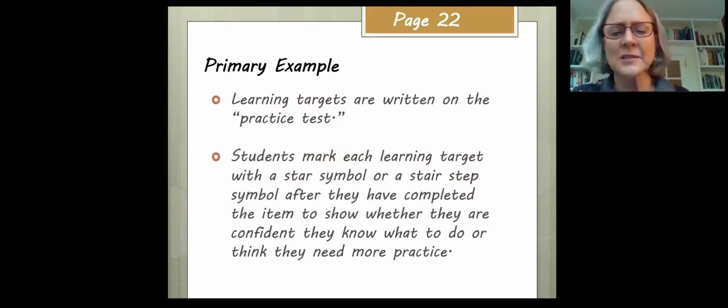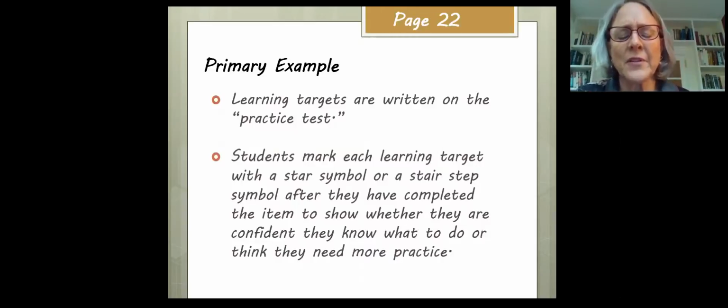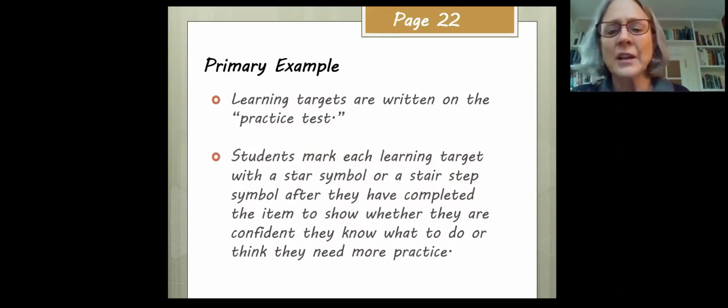There's a little box next to the number with a star symbol or a stair step after they've completed it, to show whether they think they know, "I know how to do this," or "I'm not really sure, I might need more practice with this." And then the teacher comes back over and "corrects" it with a star or a stair step. In this case, Casey managed to get all of them correct on his whole piece. So she wrote a little note to him.